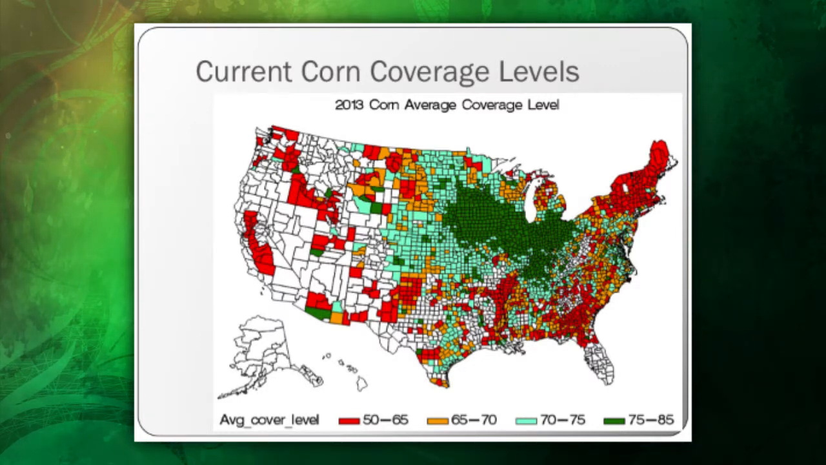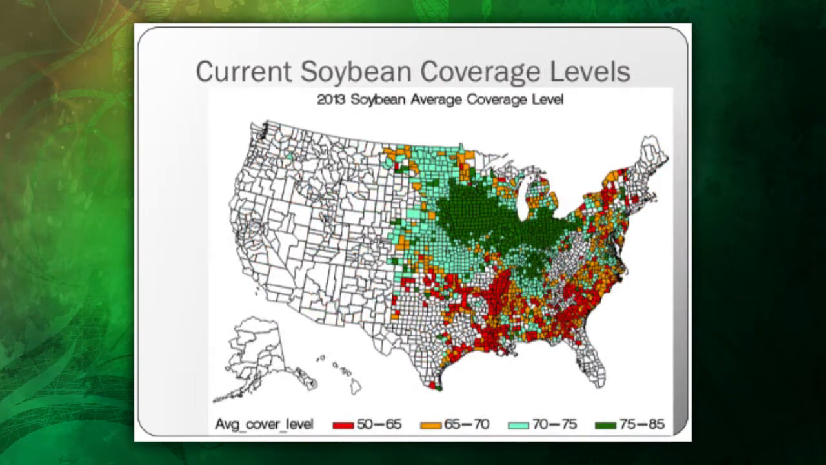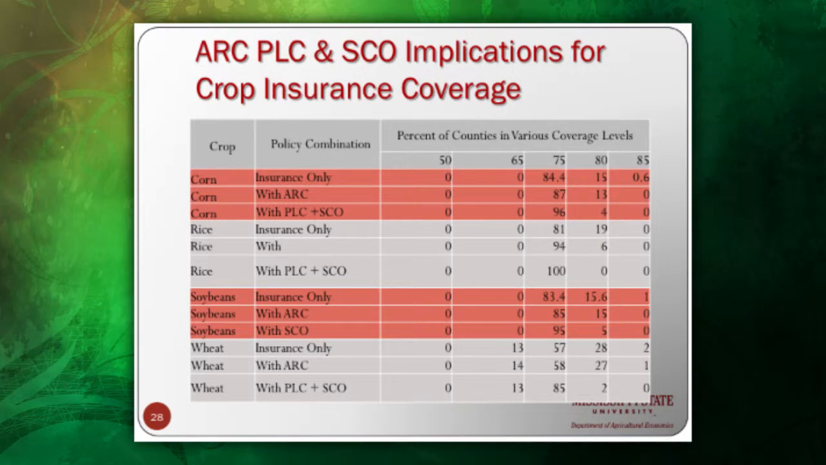In the South, on the other hand, we see many counties where the average coverage level is between 50 and 65, which reflects a lot of catastrophic coverage protection. The pattern for soybeans is quite similar, very high coverage levels in the Corn Belt and relatively lower coverage levels in the Southeast.